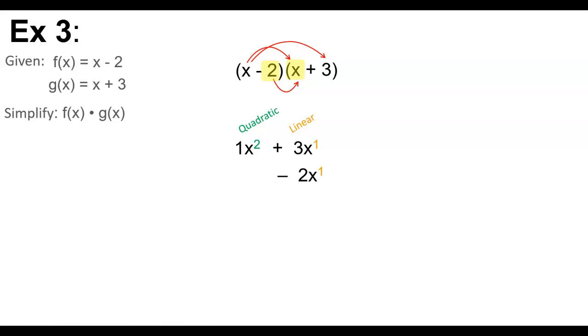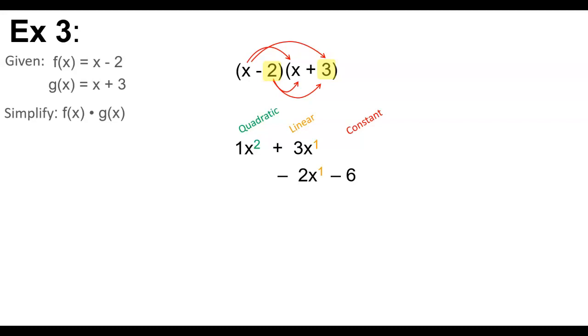And then, last but not least, negative 2 times positive 3. What's negative 2 times 3? No, multiply. Negative 2 times 3. Negative 6. Remember, we're multiplying here. So you get minus 6.